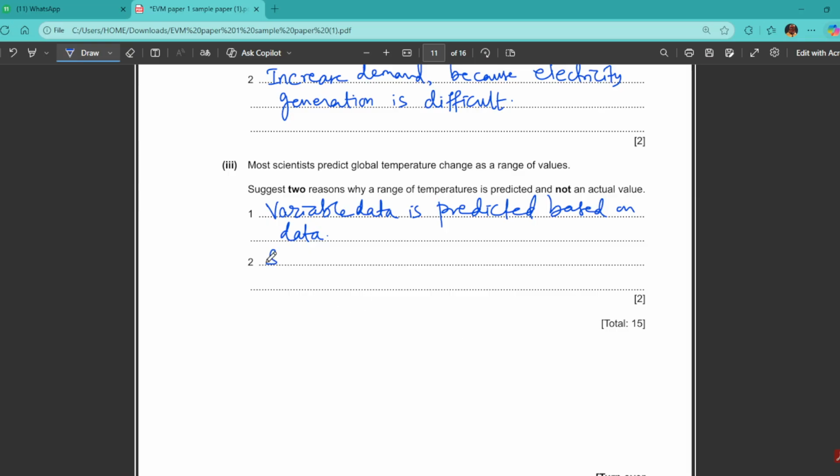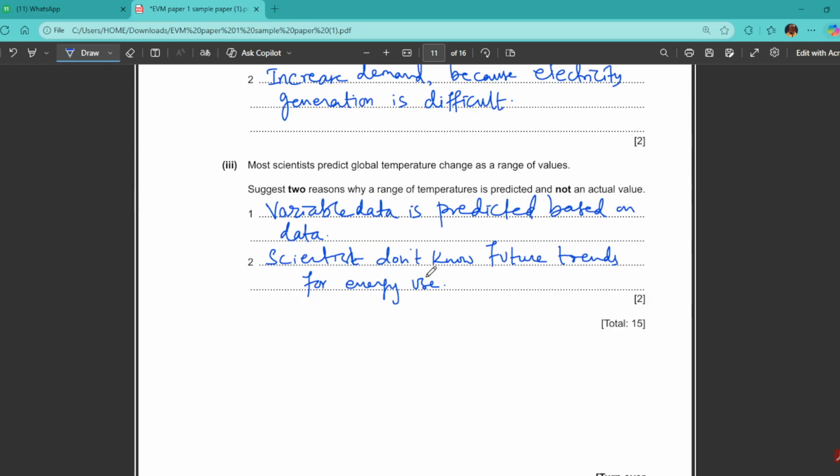Now next one, scientists don't know future trends for energy use. We don't know which type of energy will be used in the future, whether it will be solar or renewable or non-renewable, or more dependent on renewable. Based on that, scientists cannot predict at present.